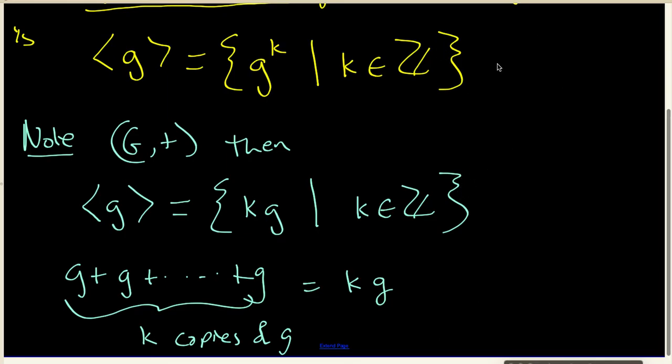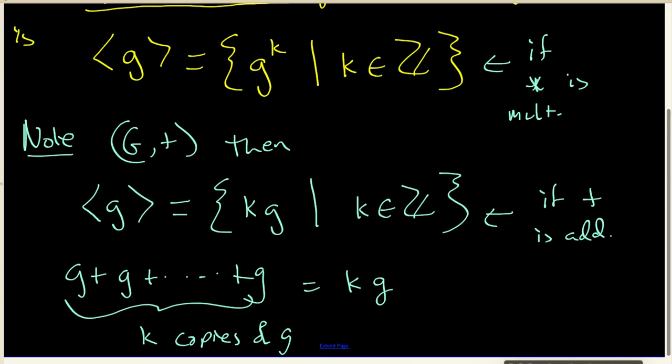It's just that this top one is if the group operation is multiplicative, and this bottom one is if the group operation is written additively. So it's important to understand that we have two symbolically different definitions, but they actually mean the exact same thing. So I do want to look at a couple of ideas.